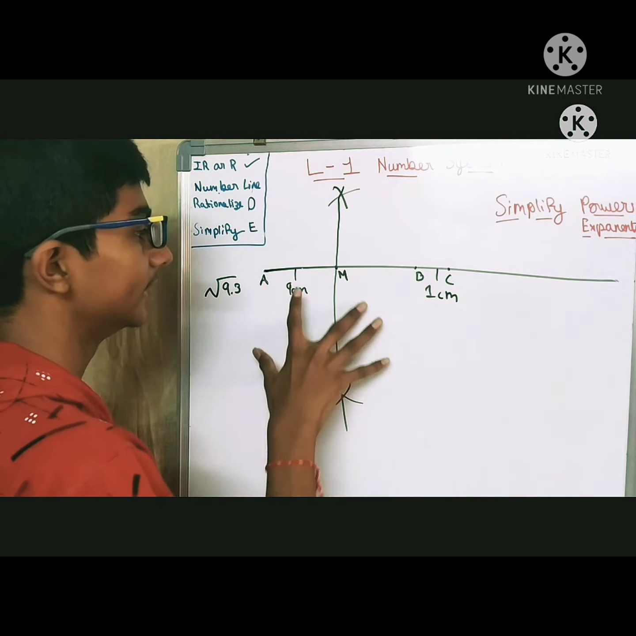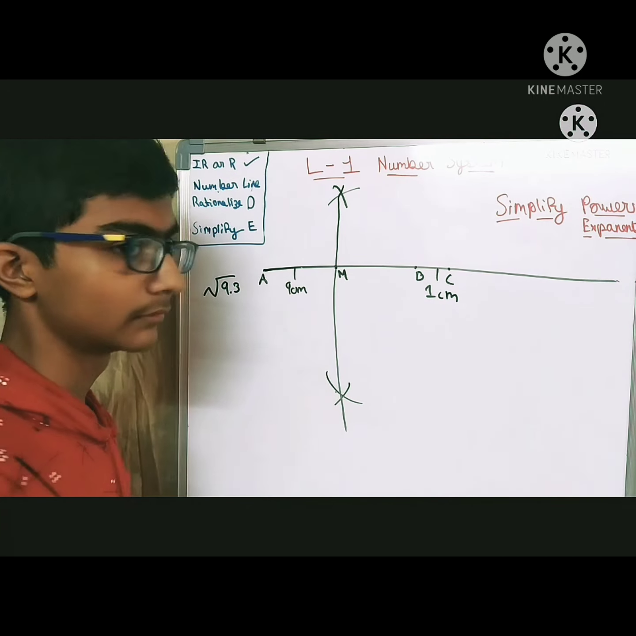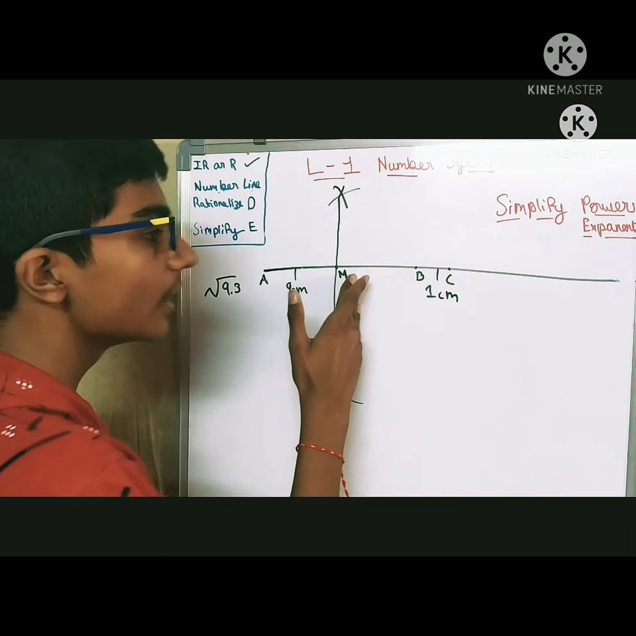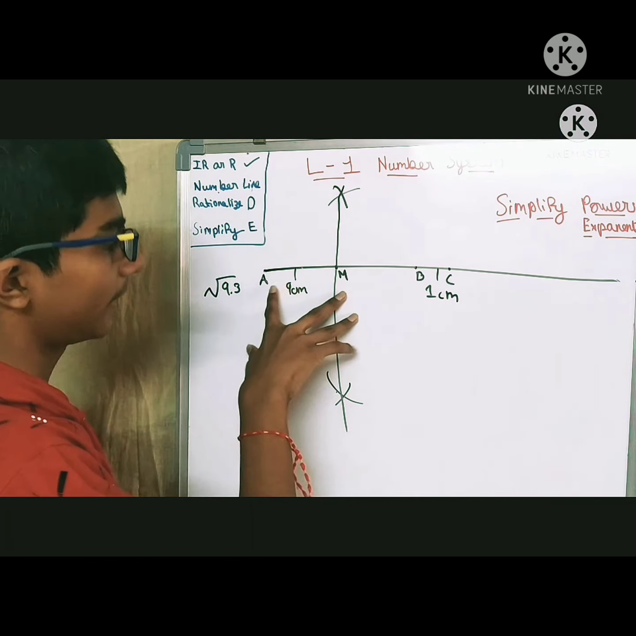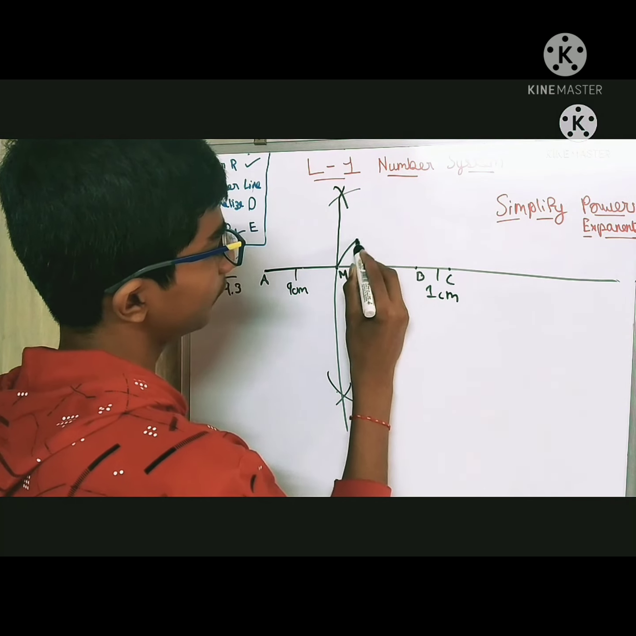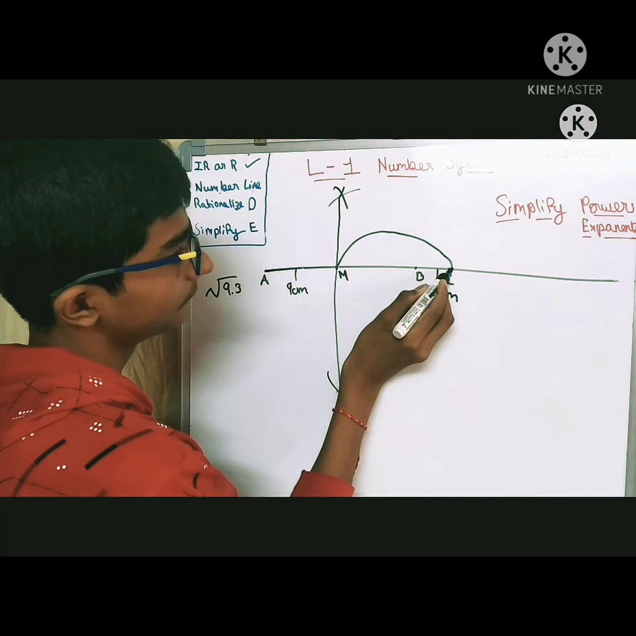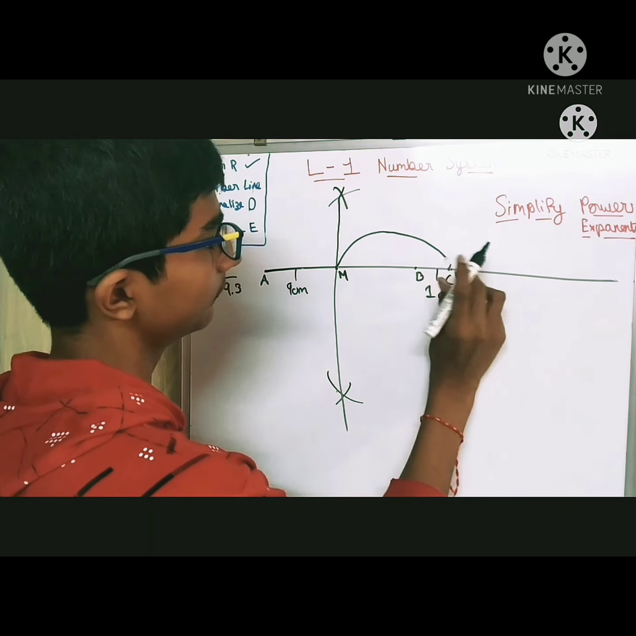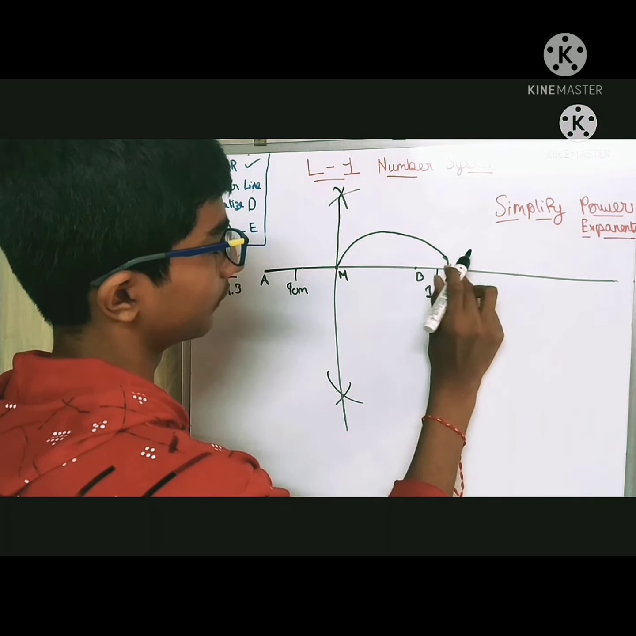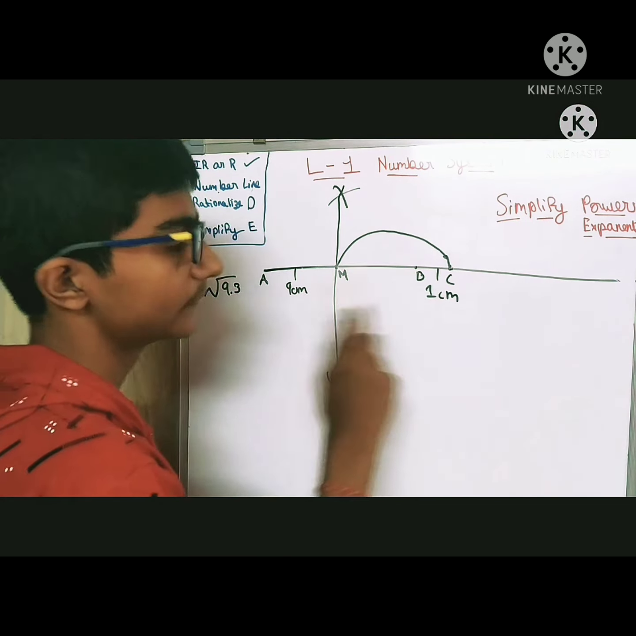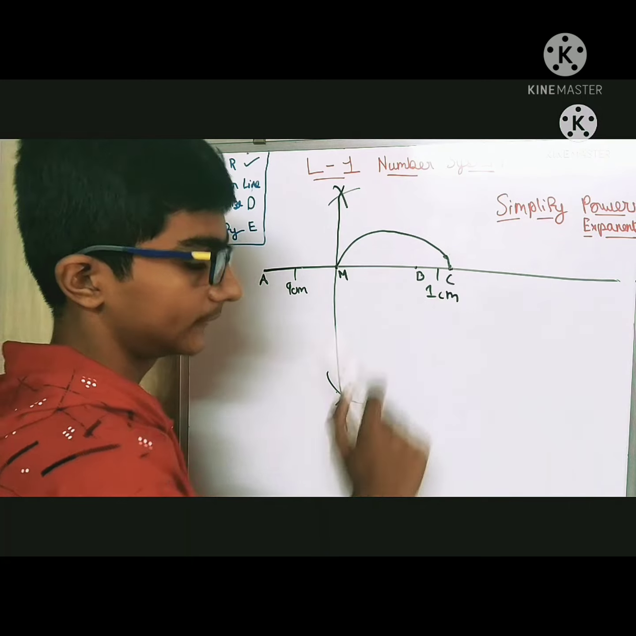Then take length MA or MC, whatever you want. Both are equal because M is the middle point. Then make an arc from M. You have to make an arc from M by taking length MC till C.